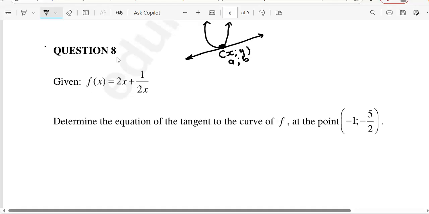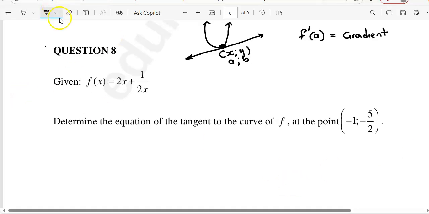What I need you to note when you are working on this problem is that if you find the derivative of f at x, when you have the derivative, you substitute the value of the x coordinate of that point of contact. The answer that you get is the gradient of the straight line. This is what you need to understand in order to answer this question.